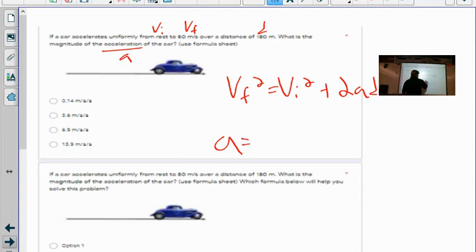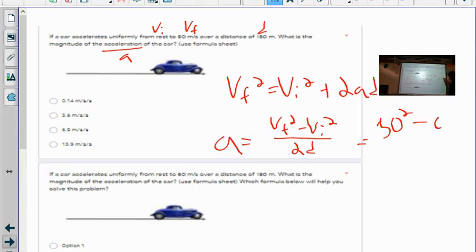I'm just going to write this here. A equals VF squared minus VI squared. And then to get rid of the 2 and the D, I had to divide. So I'm going to have that there. My VF squared, again, is 50. So I'm going to have 50 squared minus 0 divided by 2 times the distance, which is 180. So 2,500 divided by 360. And if I do that out, I get 6.9 meters per second per second.